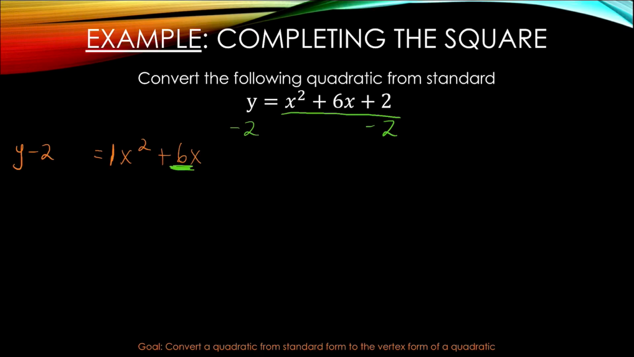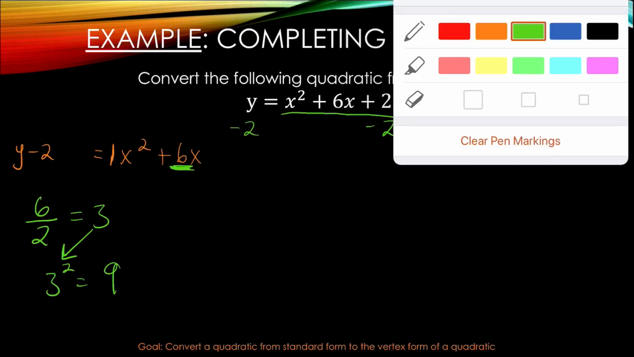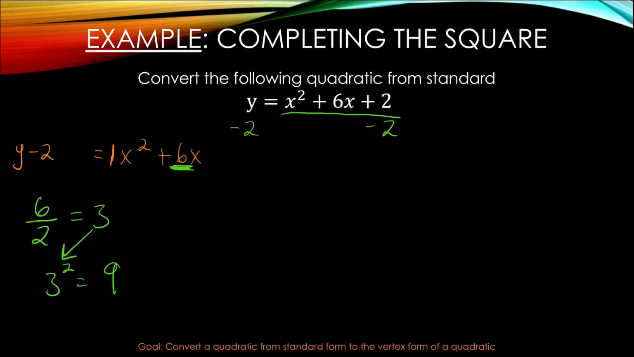Next, I'm going to take the coefficient, the number in front of the x term, and divide it by 2. This is part of how we identified a perfect square. So 6 divided by 2 is 3. Then I take that 3 and square it, and I get 9. My next step is to add this 9 to both sides.